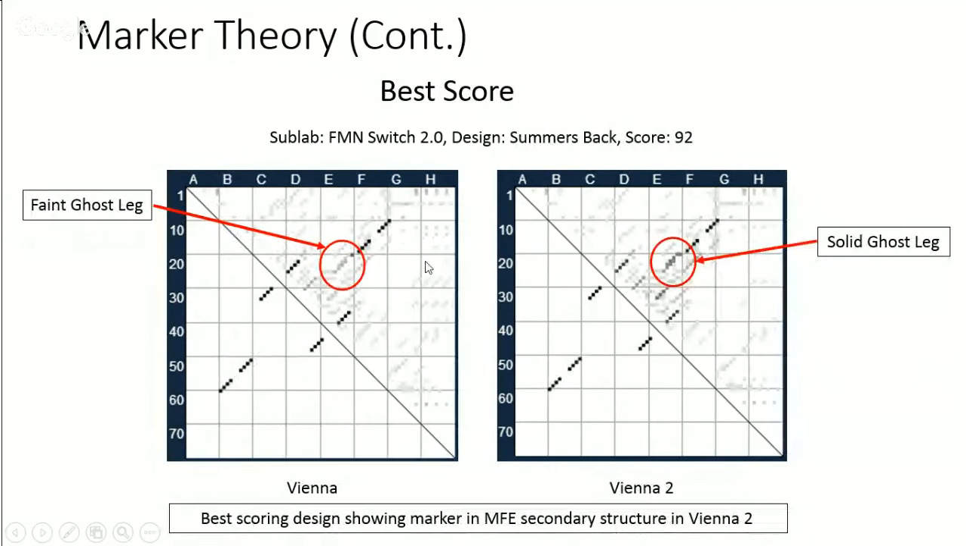Now the very best score has a faint ghost leg with Vienna 2, which would probably be missed with analysis, because of your threshold, unless you set your threshold really low, but then you're going to get a lot of false results. But here, with Vienna 2, it's much more pronounced. But once again, there's no secondary structure.